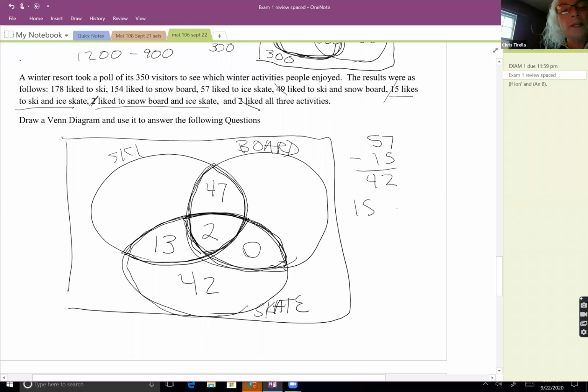154 like to snowboard. God bless their souls. Those are insane people. Right now, there are 49 people. And so when I subtract, I need 105 more.